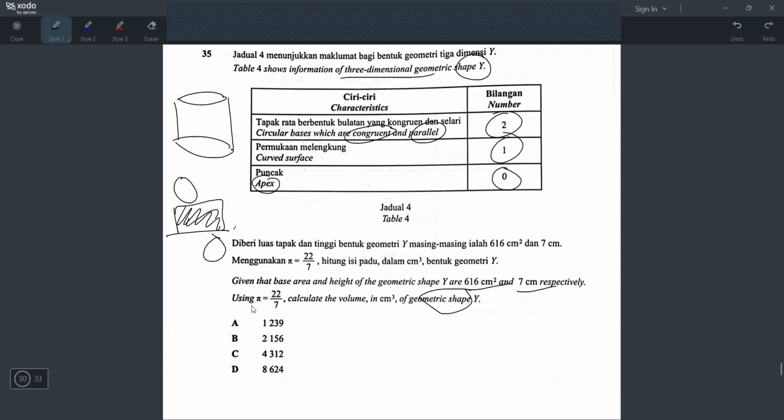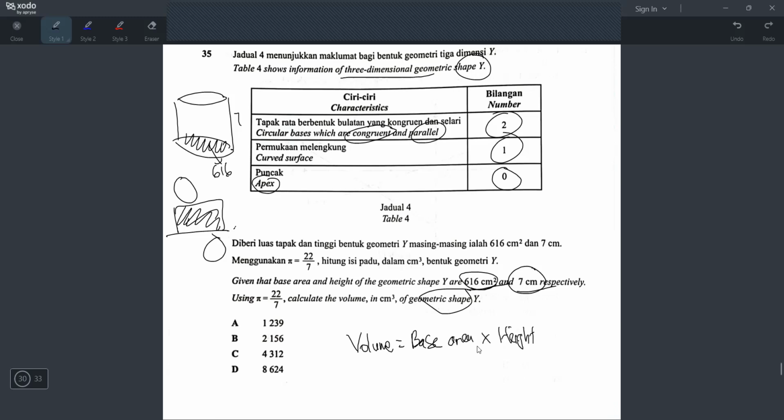Because they are tajam. Okay, now it says what? Given that base area and height of geometric is 616 cm square and 7 cm. So the base area means this one. The area of circle is 616. And then the height of the cylinder is 7. Calculate the volume of the shape. So how to calculate volume of cylinder? The other formula tau. When you calculate volume, you are actually taking base area darab dengan height.